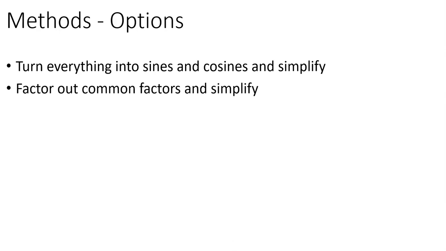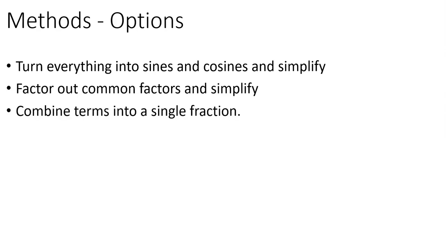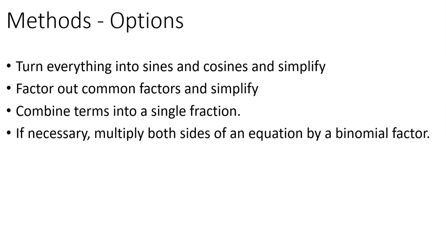Another one is factoring, right? Factor out common factors and simplify. Sometimes combining terms into a single fraction will work. Sometimes, if nothing else works, multiplying both sides of an equation by a binomial factor, right, a sine squared plus cosine squared, or sine theta minus cosine theta, something like that. Oftentimes, we can do that top and bottom of a fraction on the same side of the equal sign, and when we can do that, we will.